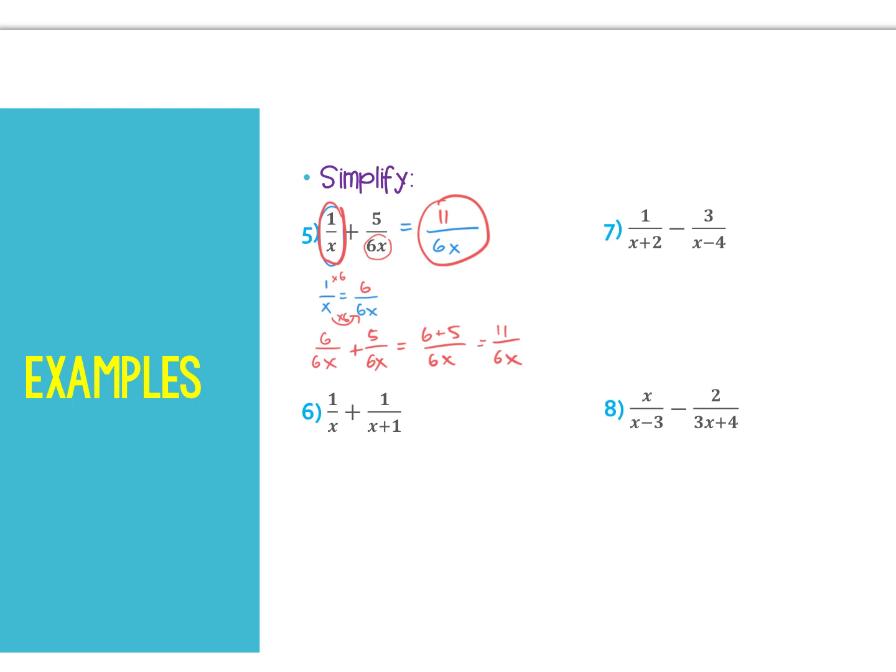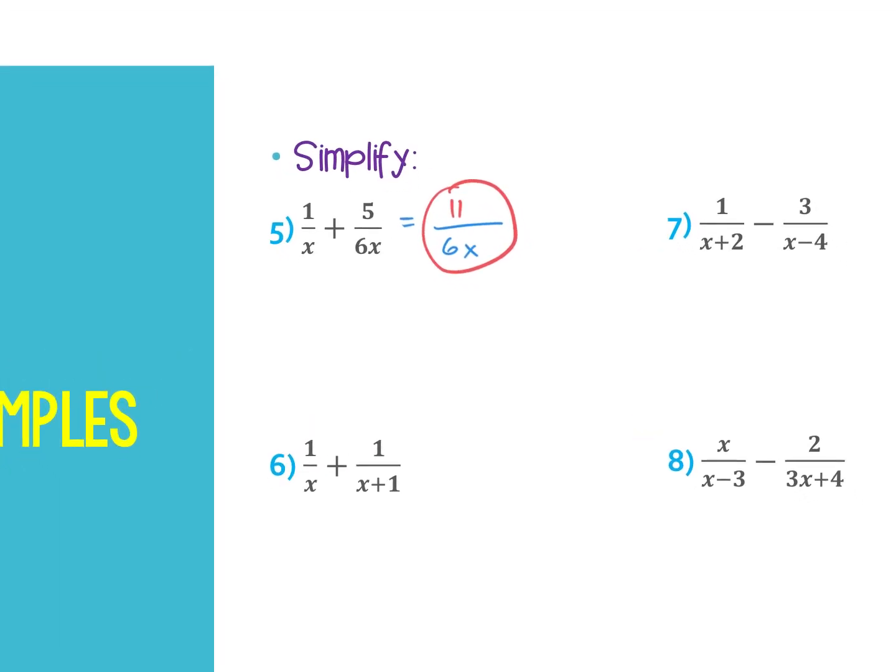Now, how could I have done that problem and saved myself a little bit of this extra work? Let me show you how I do these, okay? What I do is I look at my fractions and I know that I need to end up with a 6x. So I ask myself, what number is missing from here to get to the 6x, right? And I know it's 6. So that's the only thing I'm going to multiply the numerator by.